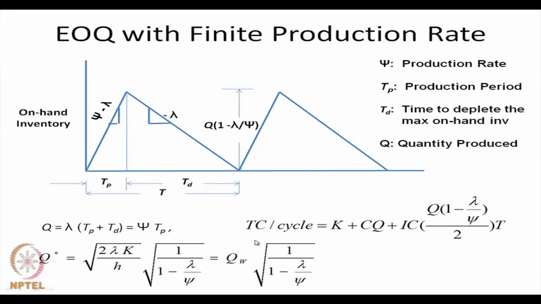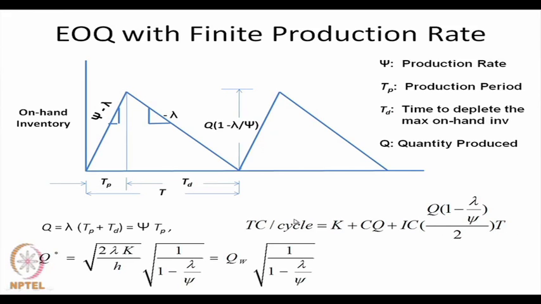Once again, the total cost per cycle is the order cost, fixed order cost, and that is for us the setup cost. For every order that is received for a different product, the machine has to be set up, so there is a setup cost involved. So, for this particular case where production is involved, we call it the setup cost. K plus CQ plus I C multiplied with the average inventory held. The average inventory is the maximum inventory divided by 2. Maximum inventory is this Q into 1 minus lambda by psi multiplied by T.